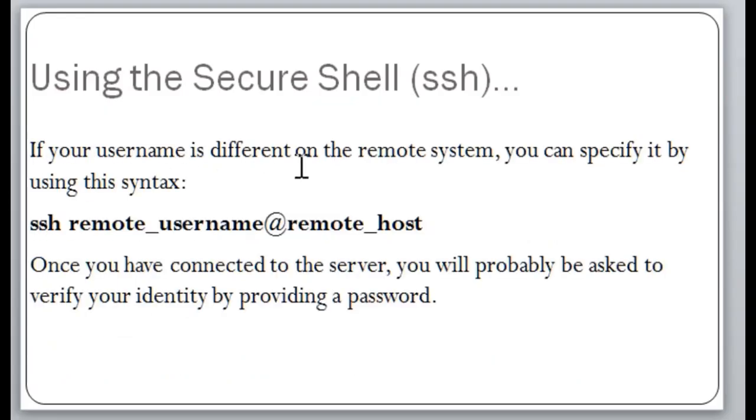So if your username is different on the remote system, so you're on your current system, and you're trying to connect to another system, but your username is different on that system, you can specify it by using this context. So you do SSH, the username on that system, @ and then the server you're trying to connect to. Okay? If it's not a different username on there, you can just go ahead and do SSH and then the remote host.